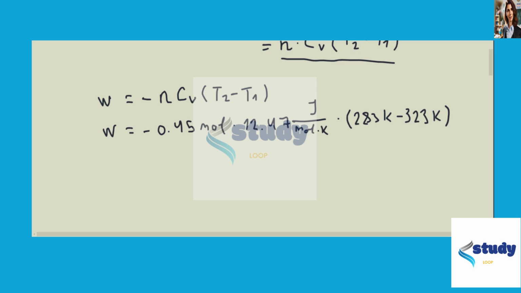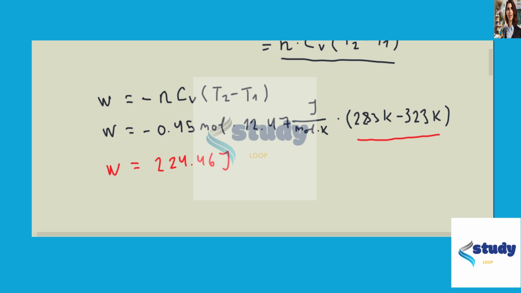And when we put this into a calculator, we can see that this is going to be minus, so the temperature is decreasing, and therefore the work done will be a positive value. This is 224.46 joules. So the work done is positive, and this confirms that the gas expands. When the gas expands, the gas is doing work on the surroundings.